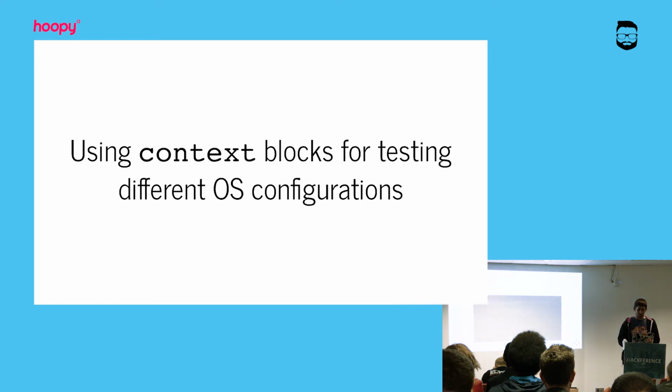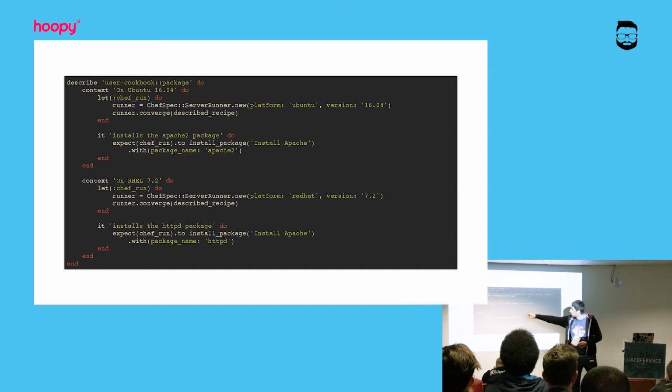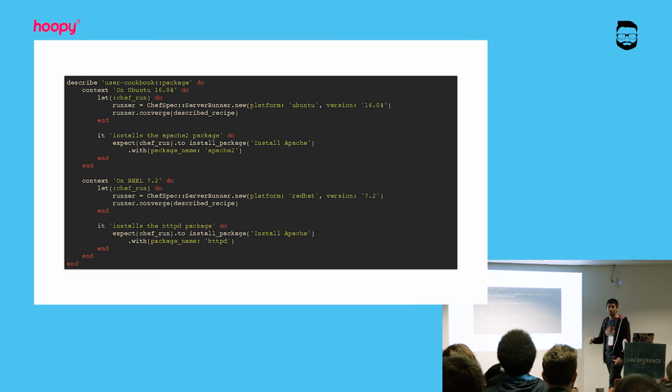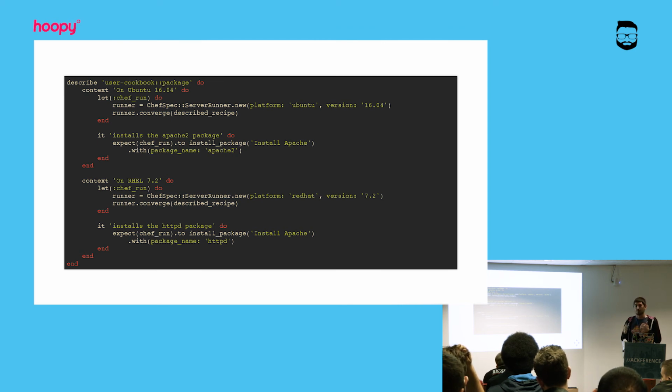The other one is using context blocks. These are another RSpec thing, which basically let you wrap a block of code with a context. So for instance, when you're running on Ubuntu 16.04, you want to install the Apache 2 package. But when you're running on Red Hat 7.2, you want to install the HTTPD package. These are just really easy ways of, if you need to support multiple platforms, or different error statuses, testing all of those out very quickly.